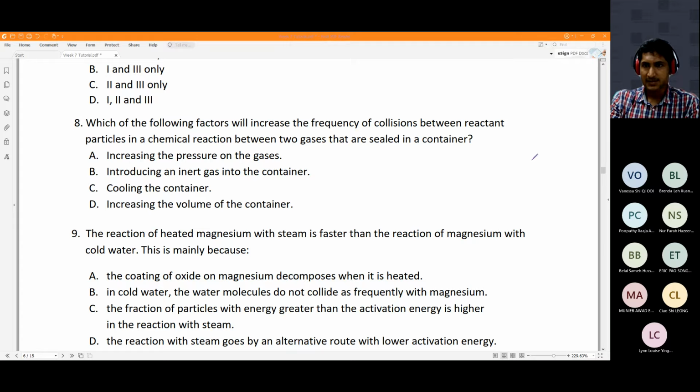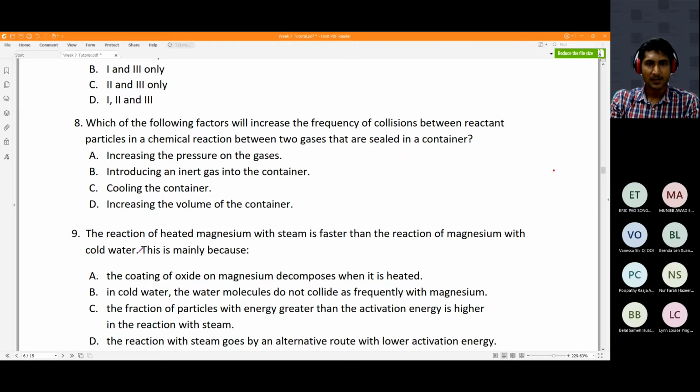Question number 8. Any question? Anybody has? No. Question number 8. Which of the following factors will increase the frequency of a collision between reactant particles in a chemical reaction between two gases that are sealed in a container? So which of the following will help to go to the product side, right? Increase the pressure of the gases.